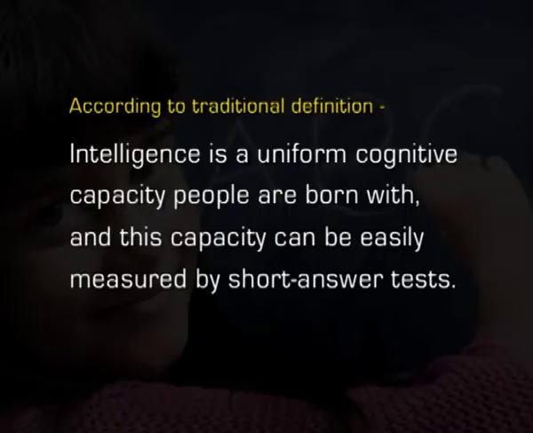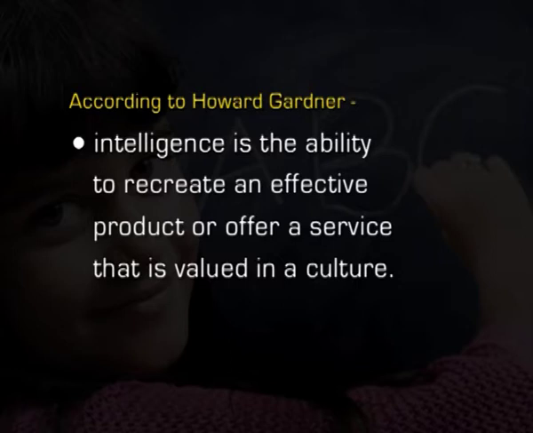Gardner's MI theory challenged the traditional beliefs and approaches in the field of education. According to the traditional definition, intelligence is a uniform cognitive capacity people are born with, and this capacity can be easily measured by short answer tests. On the other hand, according to Howard Gardner, intelligence is the ability to create an effective product or offer a service that is valued in a culture.